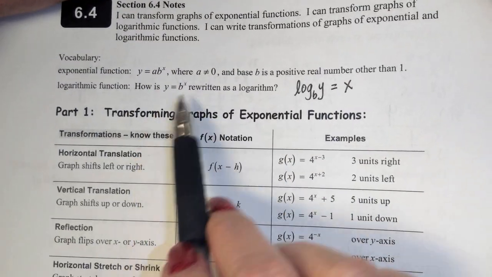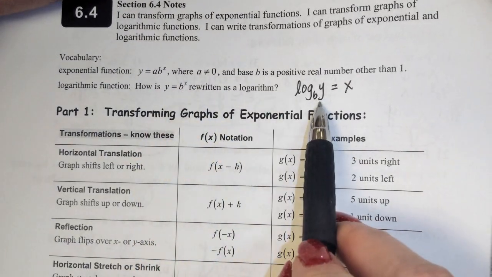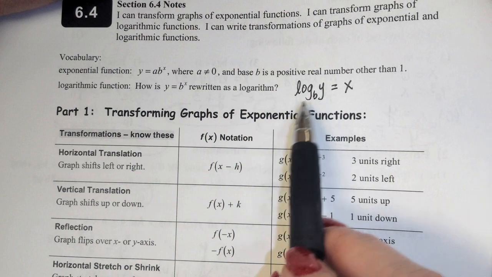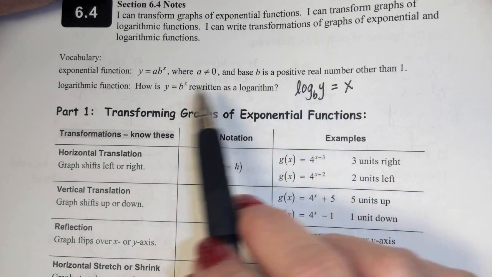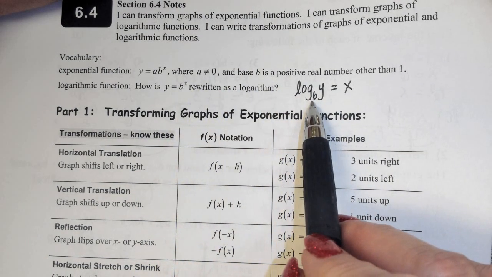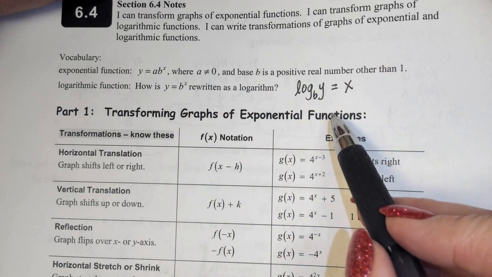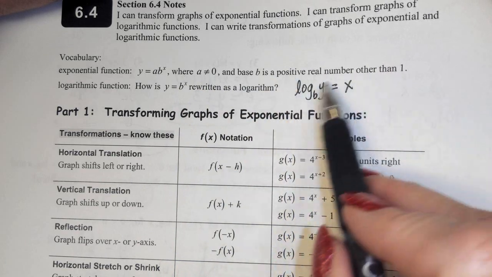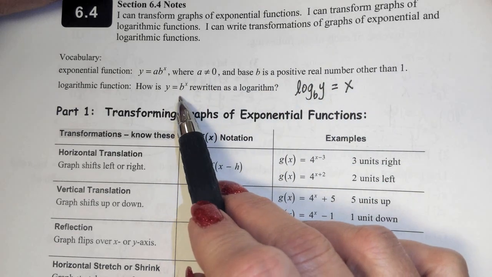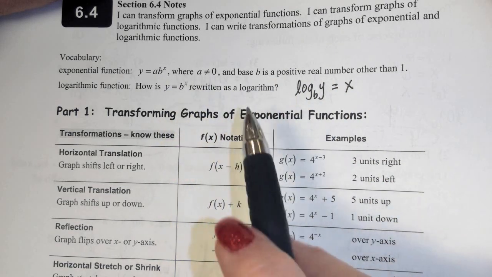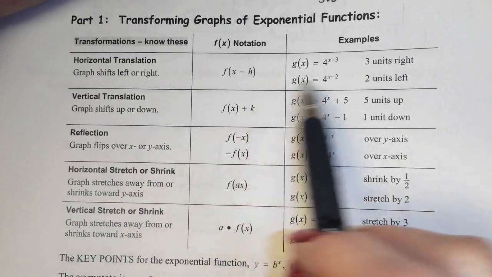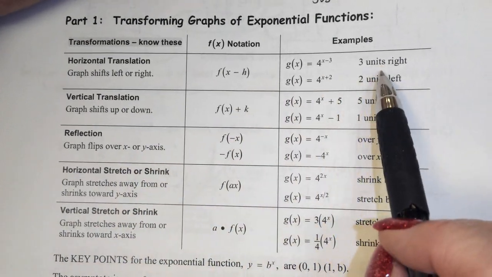So to rewrite this as a log, here's the way it would look. So these two would be equivalent to one another. So if I had a problem like this, I could rewrite it as an exponent and make it so that I could find values more easily. We'll talk about that in a minute. Alright, transformation review. We've done this many times.